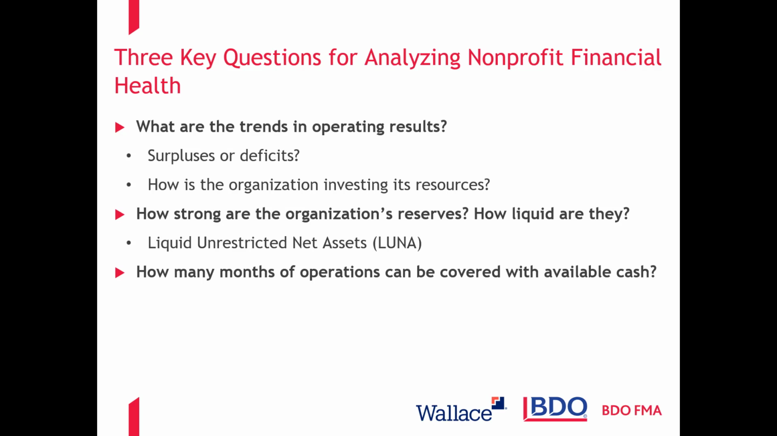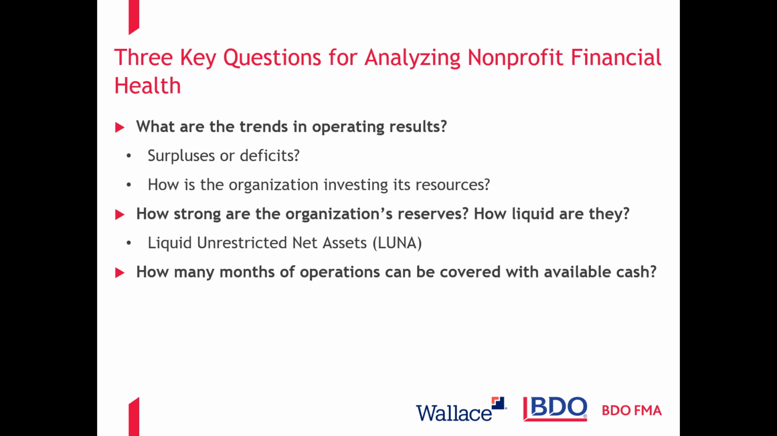The second question is, how strong are your organization's reserves, and are they sufficiently liquid? The way we look at this at BDO FMA is using a metric called Liquid Unrestricted Net Assets, or LUNA for short. LUNA is the portion of unrestricted net assets that could be converted to cash relatively easily. So anything in your unrestricted net assets that is not tied up in fixed assets like a building or equipment, or hasn't been board designated for some other purpose.